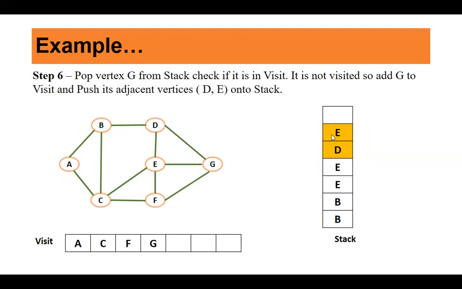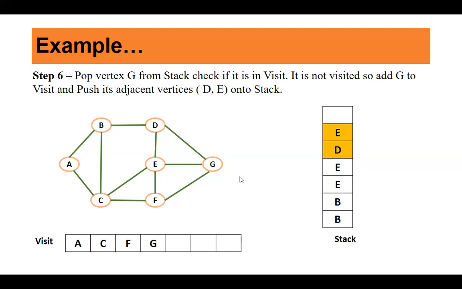Fine. Now next what you'll do is pop out E. Check if it is in visit. It is not in visit. Add it to the visit and then push in its adjacent vertices. Now what is adjacent to E is C, D, F, and G. Right? There are 4 vertices which are adjacent to E. Now, if you look at it carefully, C is already in visit. Fine. F is already in visit. G is already in visit. Right? So what is remaining now is only D.